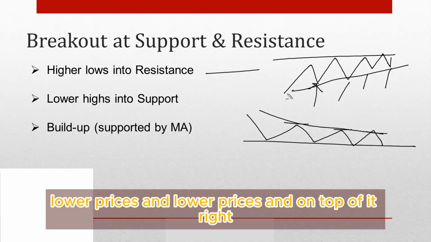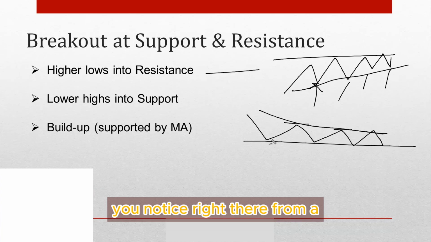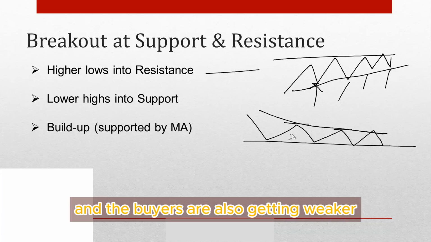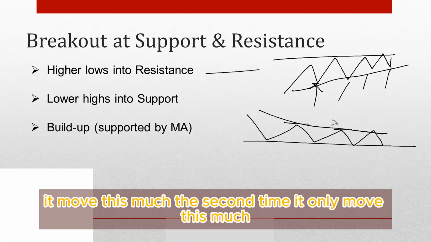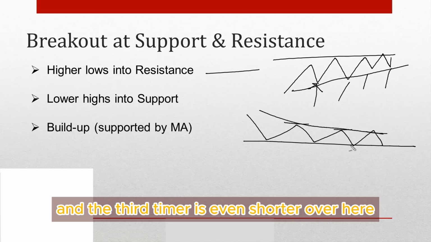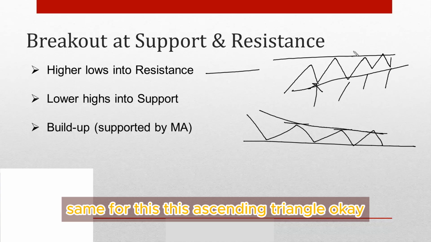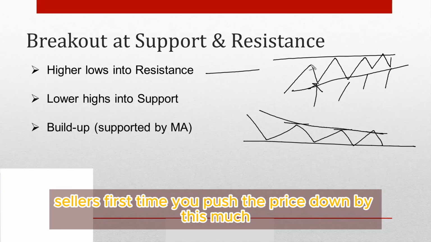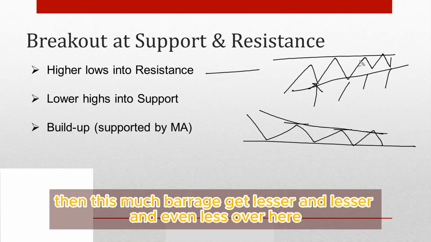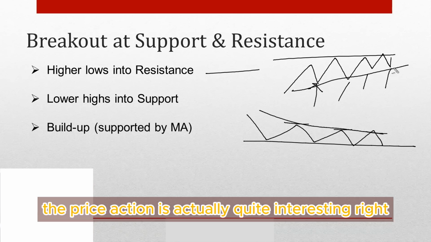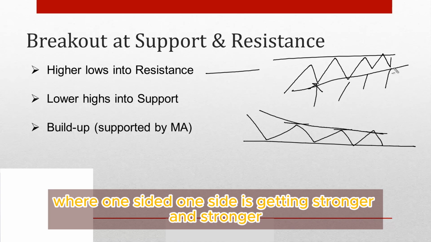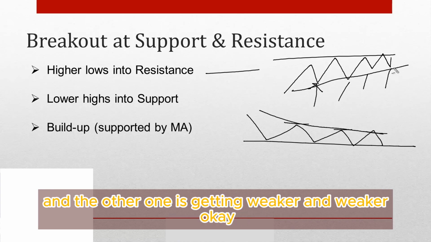And on top of it, you notice that this price action is telling you that the buyers are also getting weaker, because the first time they pushed the price, it moved this much. The second time, it only moved this much, and the third time, it's even shorter over here. Same for this ascending triangle. Sellers, first time, pushed the price down by this much, then this much, but you should get lesser, and lesser, and even lesser over here. So you can see that the price action is actually quite interesting, where one side is getting stronger and stronger, and the other one is getting weaker and weaker.